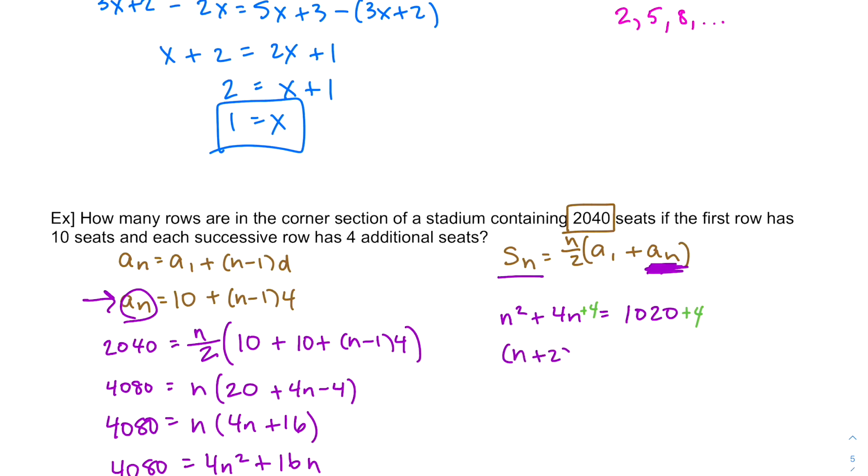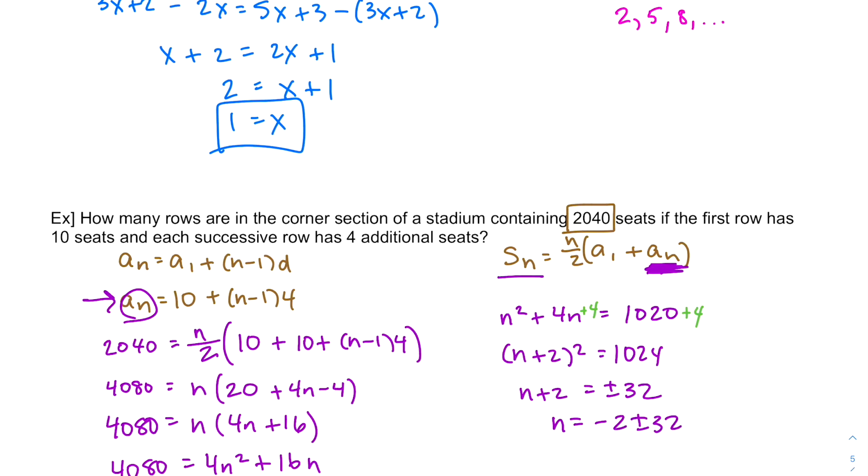So this will factor to n plus 2 squared equals 1024. I think that has a square root. It should. The answer should be a whole number. The square root of 1024 is 32. Great. So I'm going to square root both sides, and I get n plus 2 equals plus or minus 32. And then subtract 2.